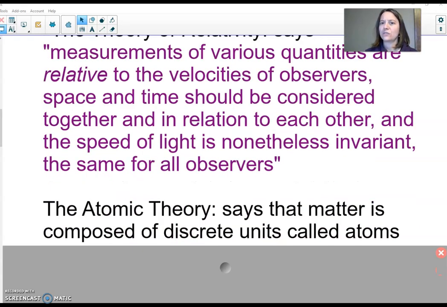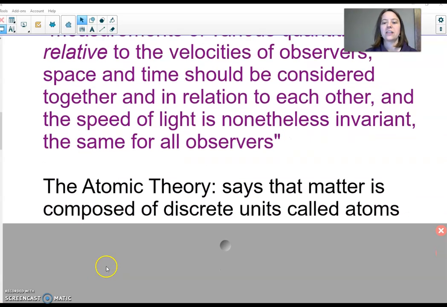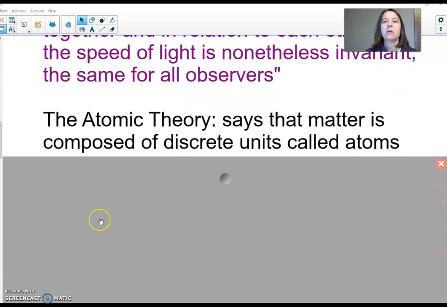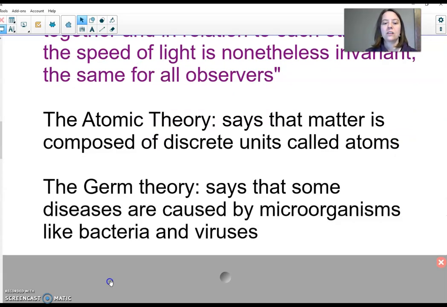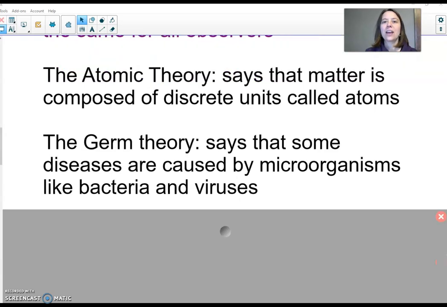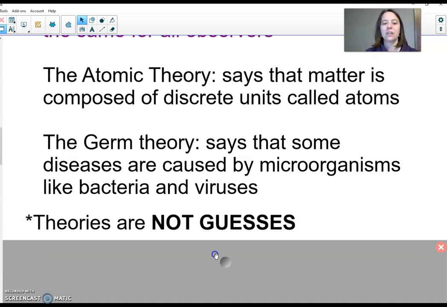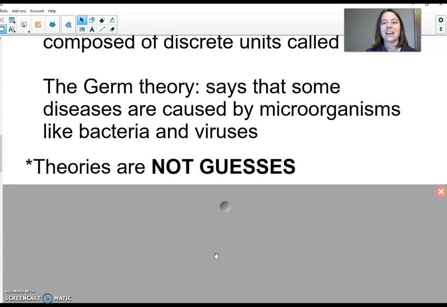Okay, another highly controversial theory is the atomic theory that says that matter is composed of discrete units called atoms. And another one, the germ theory, says that diseases are caused by microorganisms like bacteria and viruses. So again, all of these theories are not hunches or predictions. They are explanations of things that are seen in nature that are backed up by a lot of facts. So they explain what is going on in nature. So please write this down. Theories are not guesses.